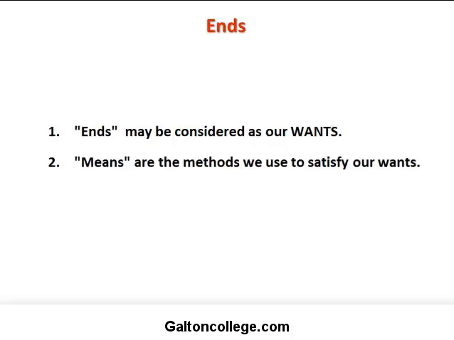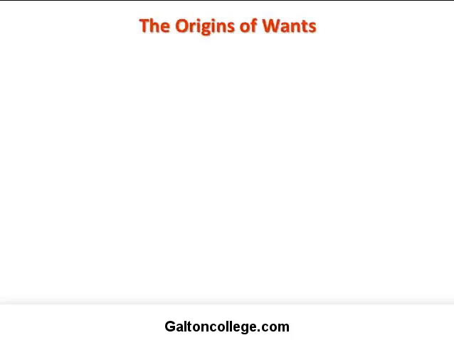Means are the methods we use to satisfy our wants. So means would include production and agriculture and the extractive industries and manufacturing and services and so on. These are the means by which we satisfy our wants. Now the origins of wants. Wants, for a start, lead to our demand for goods. Our demand for goods and services starts as wants, and that is essentially a psychological thing. That is within our heads. Our wants are our desires.